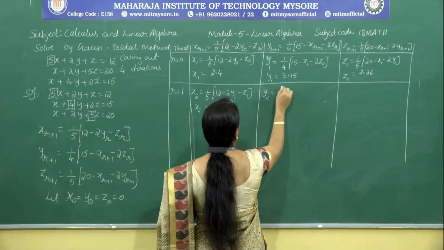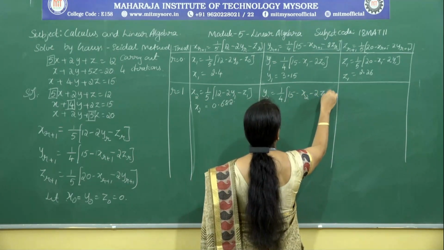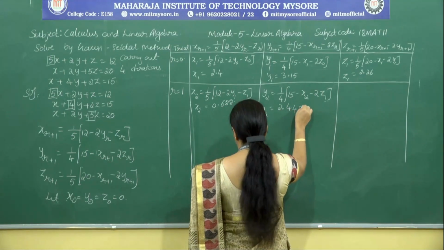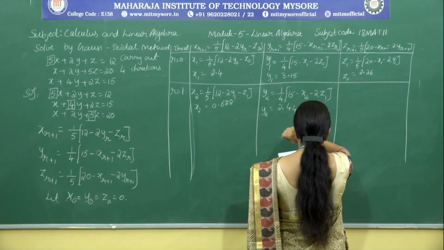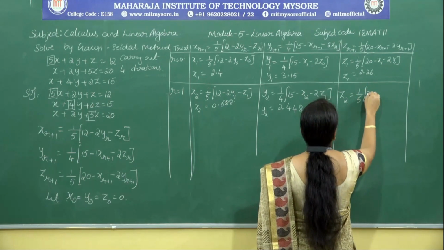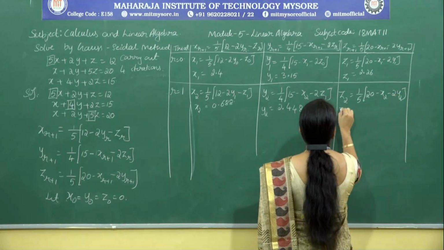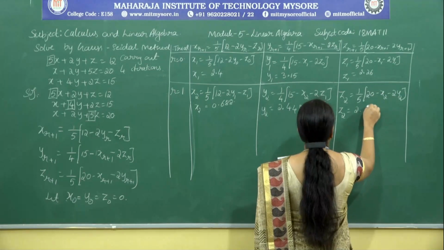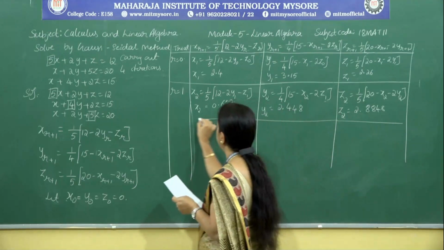And y2 is 1 by 4 into 15 minus x2 minus 2 times of z1, then y2 will be 2.448. And z2 is 1 by 5 into 20 minus x2 minus 2 times of y2, then z2 is given by 2.8848. This will be our second trial.